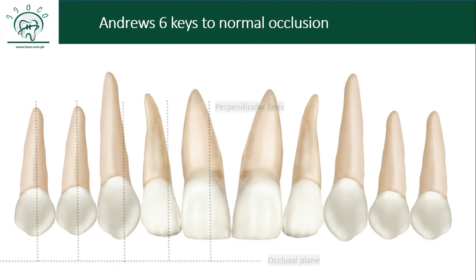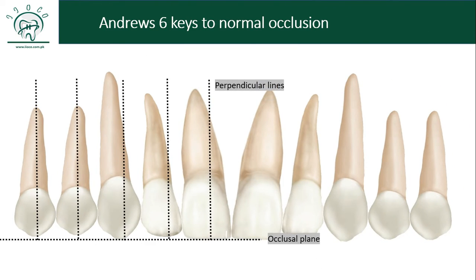How did Andrews measure them? He drew an occlusal plane with perpendicular lines and then measured the values of these angulations against the perpendicular lines. And he noticed that all the teeth are mesially angulated and the extent of angulation varies. You can appreciate that the lateral incisor is more mesially angulated as compared to the central, and the canine exceeds even more.